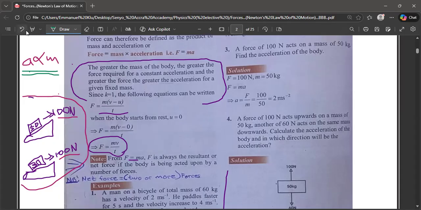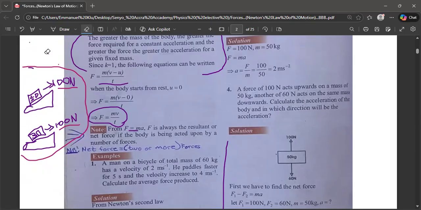So what I've written over here, I've rather written directly proportional, but the real symbol should be inversely proportional. Yes, inversely proportional.